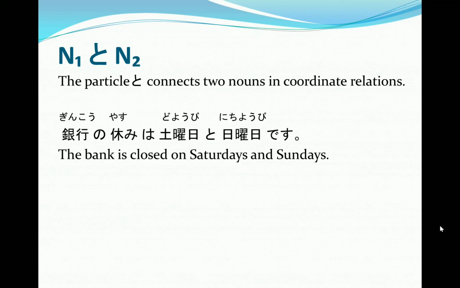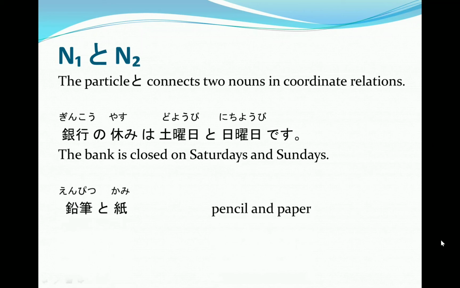Isn't this the easiest particle to remember? I bet it is. So other examples would be enpitsu to kami, or in English, pencil and paper. We also have pan to tamago, or bread and egg. Remember, we use this to connect two nouns with coordinate relations. All right?